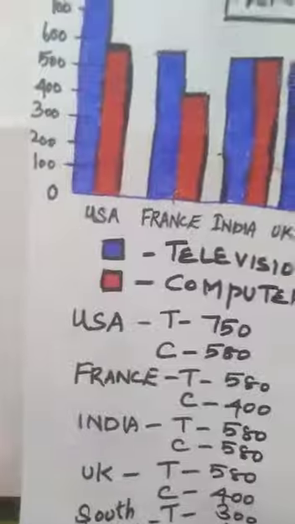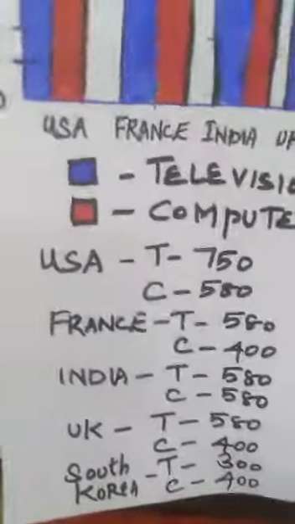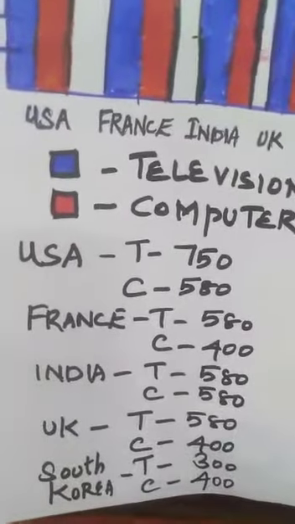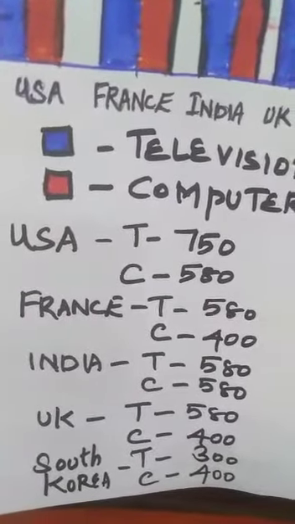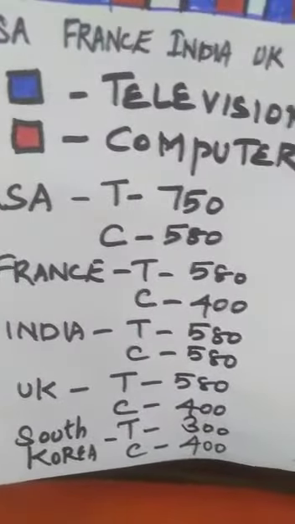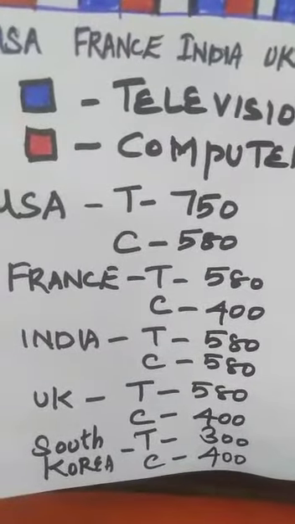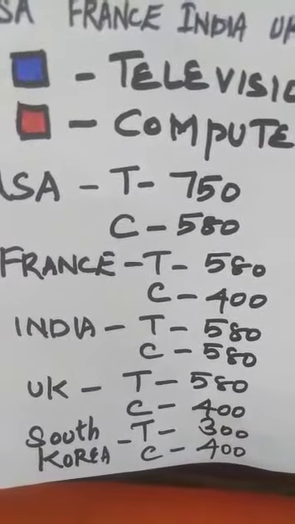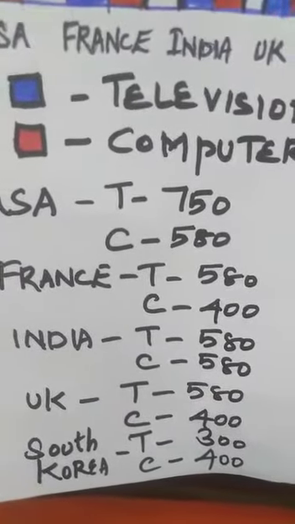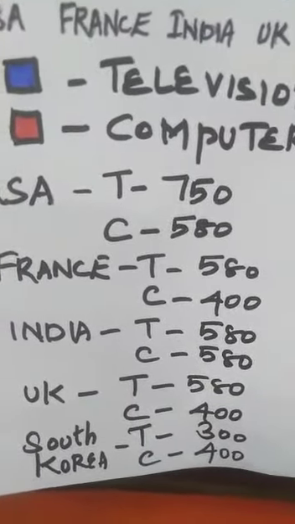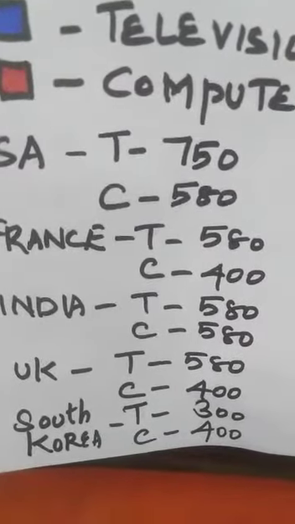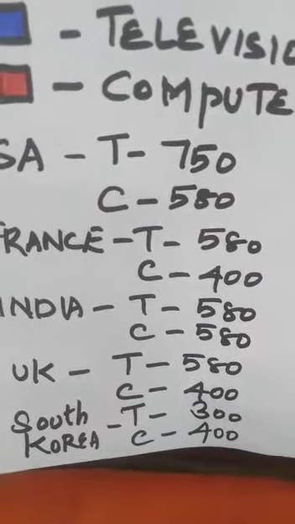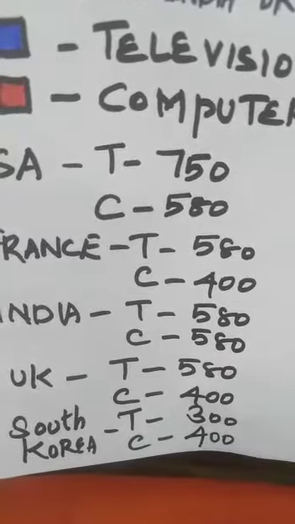So probably this is the chart we are having. Using this we are going to see USA television buyers 750, computer buyers 580. France television buyers 580, computer buyers 400. And India, T and C, that is television and computers, both are the same and equivalent, as I said in the beginning, 580. Next UK, they purchase television more than computers.